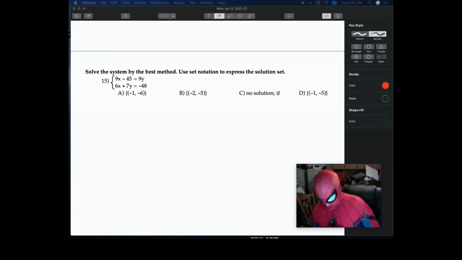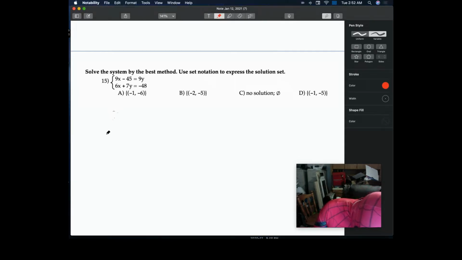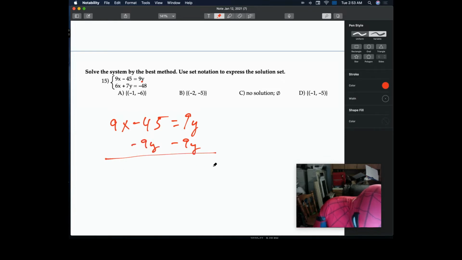Okay, so how are we going to do this last one? Well, the first thing we want to do is put everything together. So we want to rewrite this as negative 6x minus 45 equals 9y. I want to move the 9y to be with the 9x, so I'm going to subtract 9y from both sides. And so I'm going to get 9x minus 9y minus 45 equals 0.